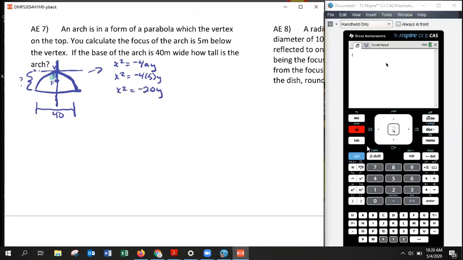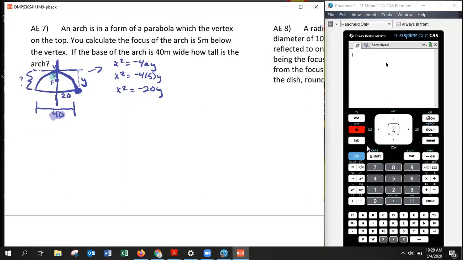Now this is where I'm going to use my other piece of information. My other piece of information is I was told that that was 40. So that means that this point right here on the ground is going to be 20 units away. And what I could try to do is find what that y value is. That y value then tells me how tall the arch is.